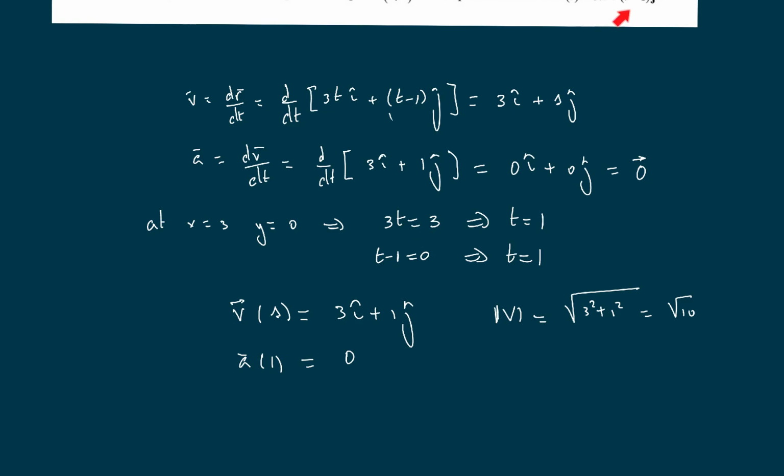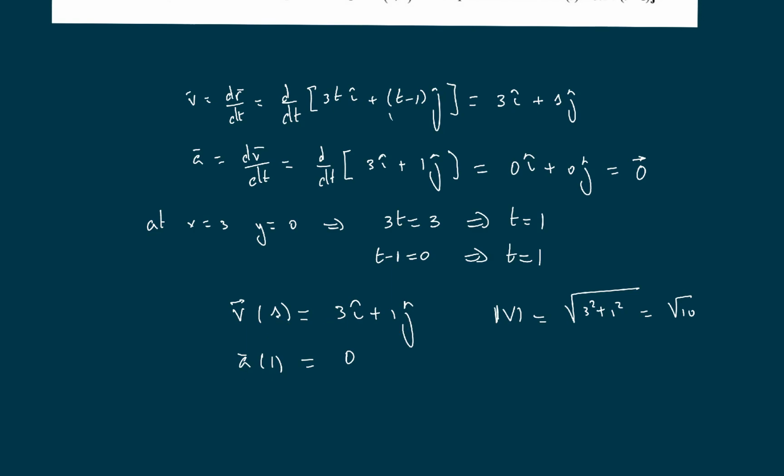Also, t minus 1 has to be 0, so t should be 1. It has to be the same time t when the object has the position x equals 3, y equals 0. So this time t equal 1 allows us to plug into the vector velocity, but the vector velocity doesn't change. So the vector velocity v at the time 1 will be 3i plus 1j.